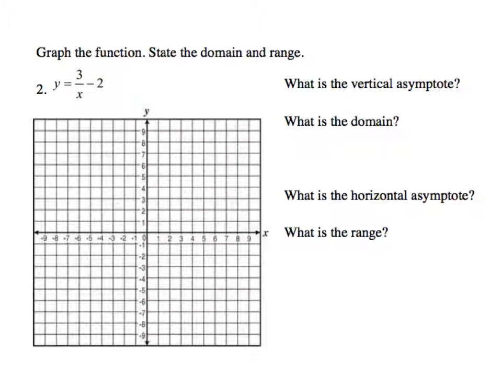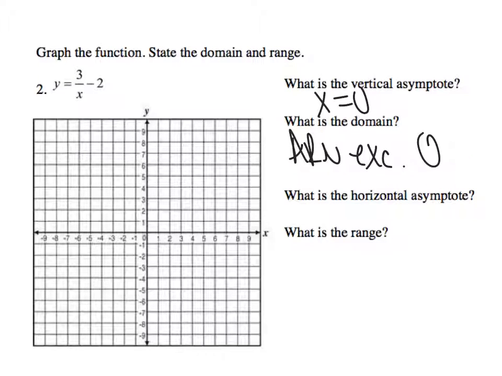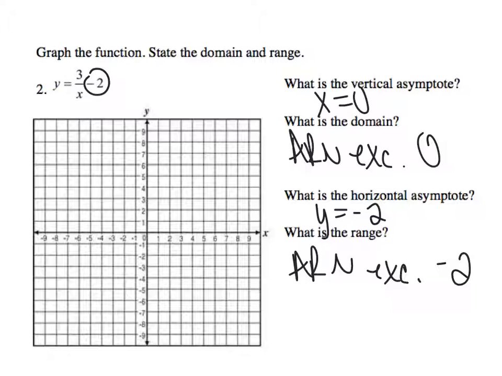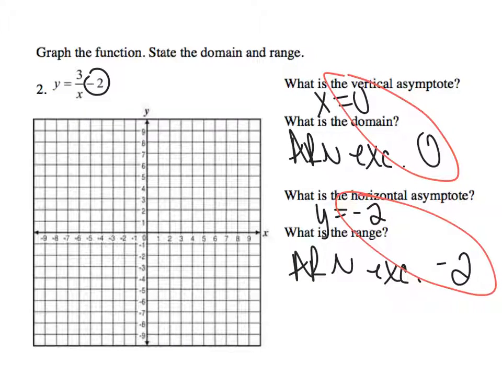Here's another example. My vertical asymptote is when the denominator equals 0, which means my vertical asymptote is going to be at x equals 0, and my domain is all real numbers except 0. And my horizontal asymptote is the value of k, so that's y equals -2. And then my range is all real numbers except -2. Again, notice my vertical asymptote and my domain match up, my horizontal asymptote and my range match up.